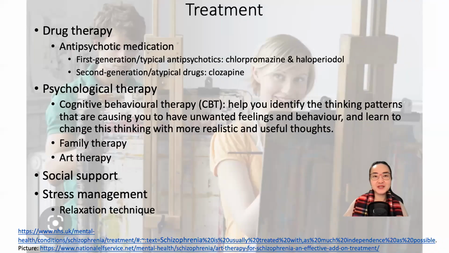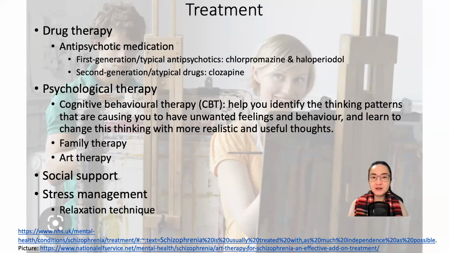What are the treatments for people having schizophrenia? Drug therapy, for example, antipsychotic medication, first generation or typical antipsychotics, chlorpromazine and haloperidol. Second generation or atypical drugs, clozapine.